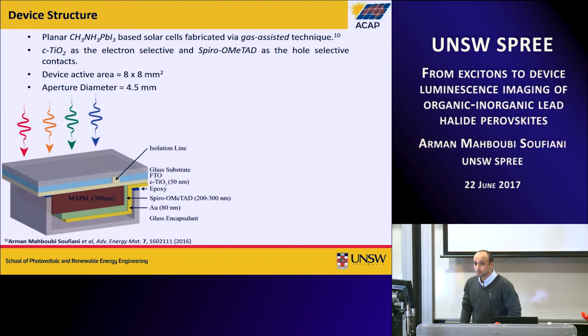Okay, the devices that I used in all the studies are planar structure perovskite solar cells with methyl ammonium lead iodide as the active layer, the perovskite layer, compact titanium oxide as the electron selective contact, and spiro as the hole selective contact. The device active area, which is the gold deposited area, is around 8 by 8 millimeter. And you can see here a schematic of the device. It's a superstrate device, and you have the FTO, titanium oxide, perovskite, the spiro, and the gold. And all the devices are epoxy edge sealed, so they are encapsulated.